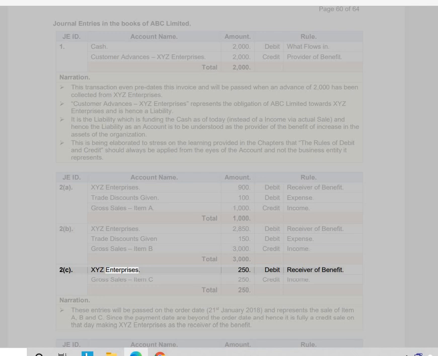2C. XYZ Enterprises, 250, debit, receiver of benefit. Gross sales, item C, 250, credit, income. Total 250.